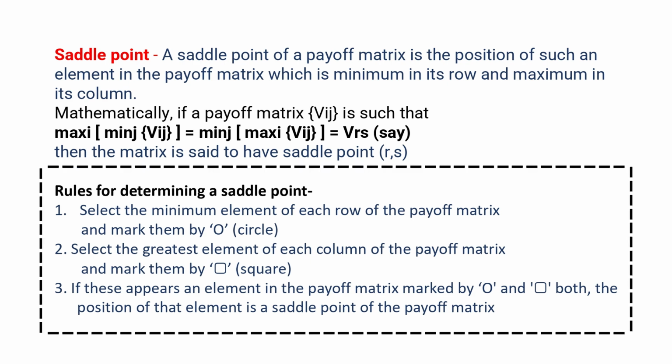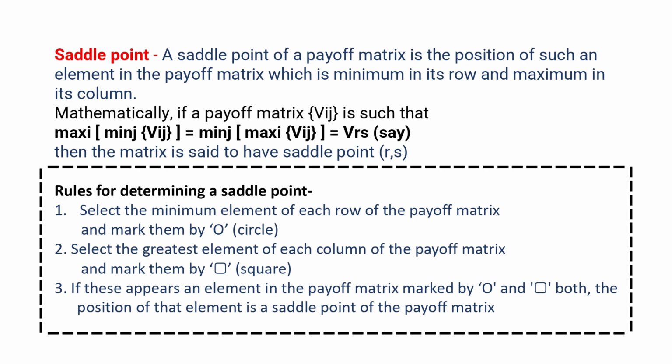Saddle point. A saddle point of a payoff matrix is the position of such an element in the payoff matrix which is minimum in its row and maximum in its column. Mathematically, if a payoff matrix Vij is such that the minimum of Vij, whole multiplied with the maximum, is equal to the maximum of Vij, whole multiplied with the minimum, is equal to Vrs, then the matrix is said to have saddle point r and s. Rules for determining a saddle point.